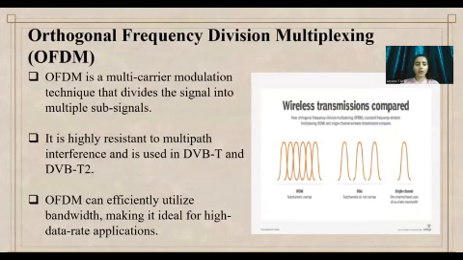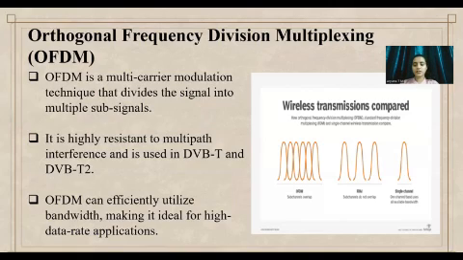OFDM, that is orthogonal frequency division multiplexing. It is a multi-carrier modulation technique that divides the signal into multiple sub-signals. As we can observe in this image, it is also highly resistant to multipath interference and is used in DVB-T and DVB-T2. OFDM can effectively utilize the bandwidth, which makes it ideal for high data rate applications.